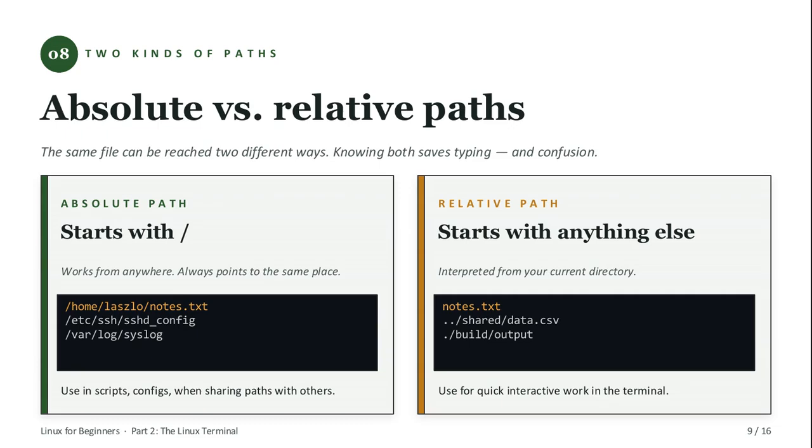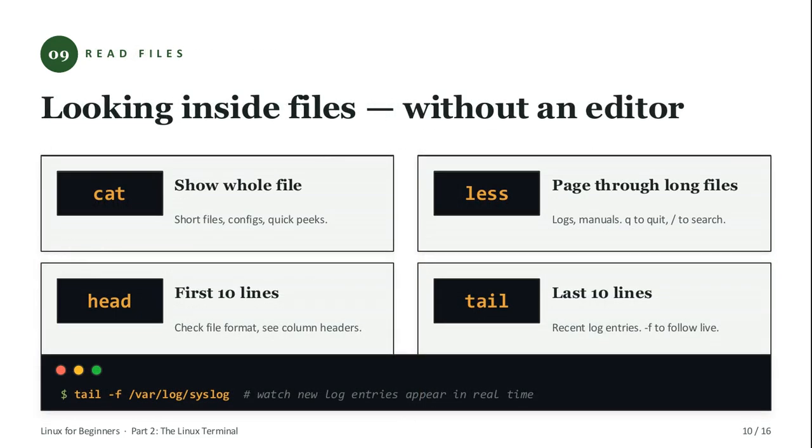A relative path starts with anything else and is interpreted from wherever you currently are, which makes it perfect for quick, interactive work when you're already close to what you need. Once you can navigate to a file, the next question is how to read it without opening a heavy editor. For short things like configs, cat just dumps the whole file to the screen. For anything longer, less lets you page through calmly.